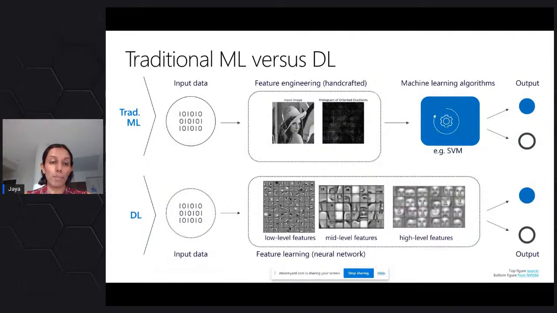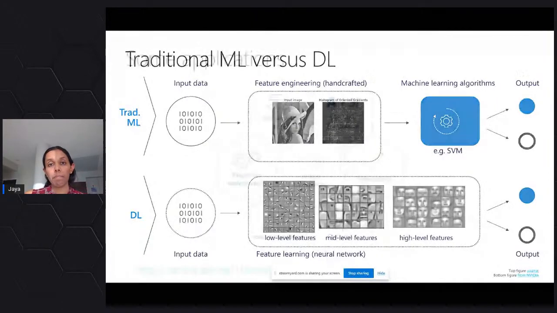Now, when we think of deep learning, you give it the same input data, let's say an image. The feature learning, the neural network under the hood, takes care of it. So no human being needs to handcraft these features. It is able to extract low-level, mid-level, and high-level features, and on its own determine if in the image there is a human or not. So this is the main difference between traditional machine learning and deep learning.